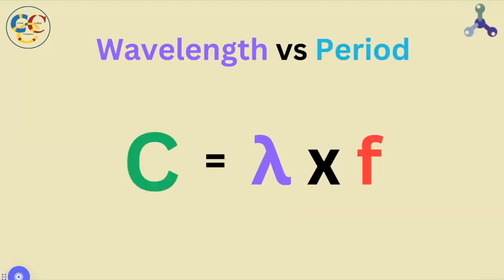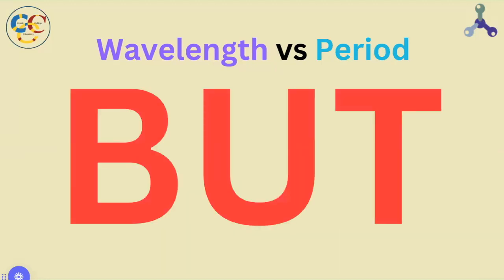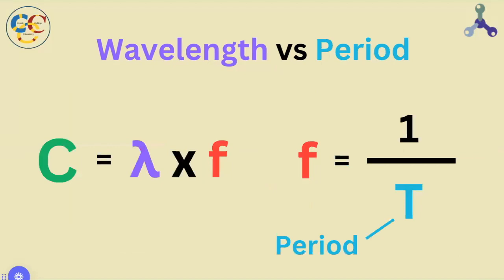What about wavelength versus period? As a reminder, this is propagation speed, this is wavelength, and this is frequency. But hold on a second, where is period? Well, officially there's no equation that relates wavelength and period directly, so we're gonna have to derive the equation ourselves. We're gonna use these two equations.